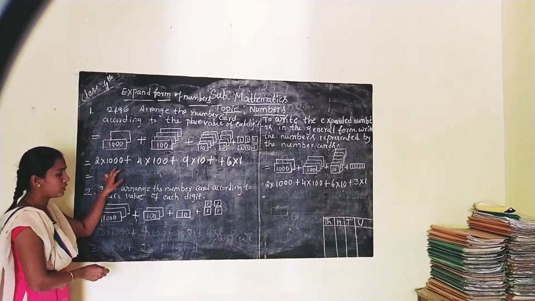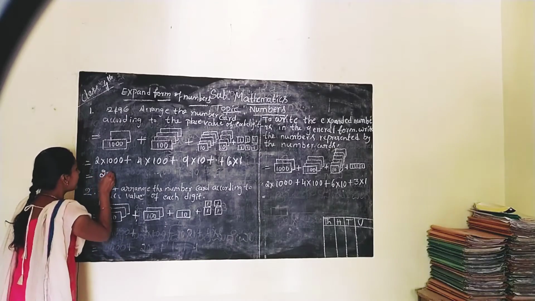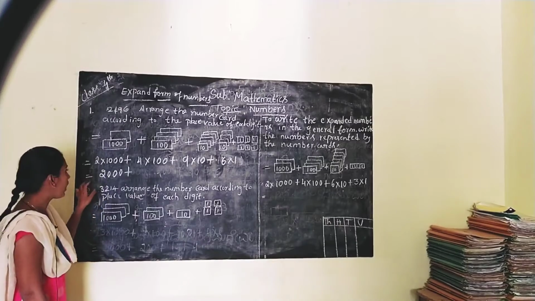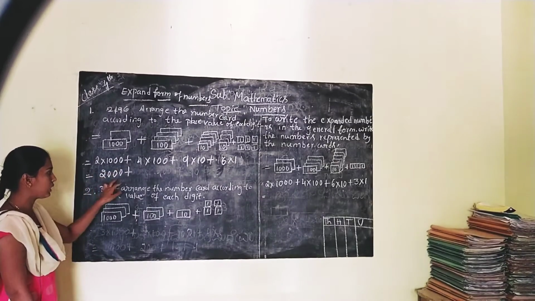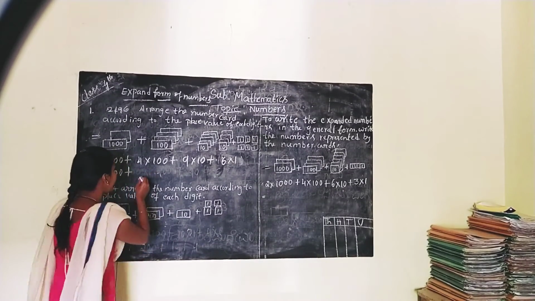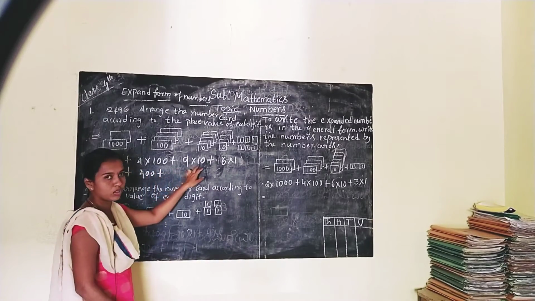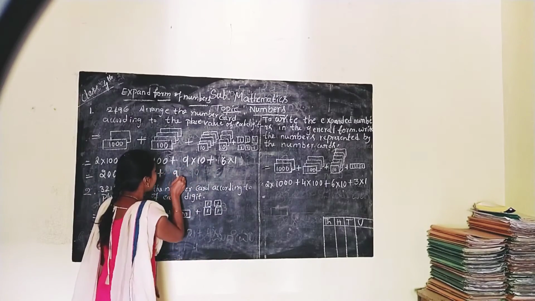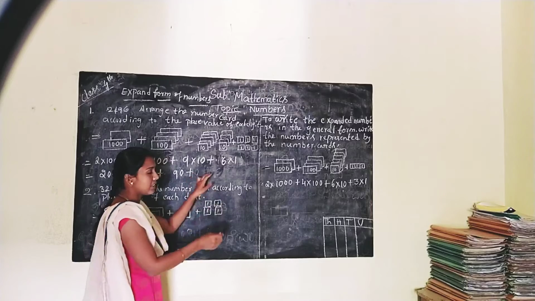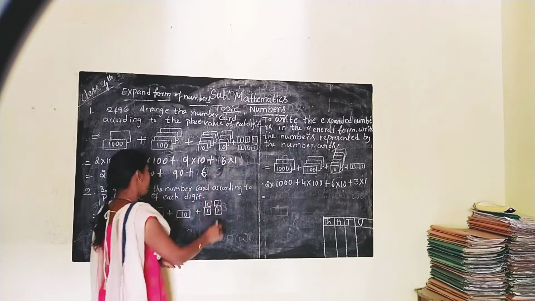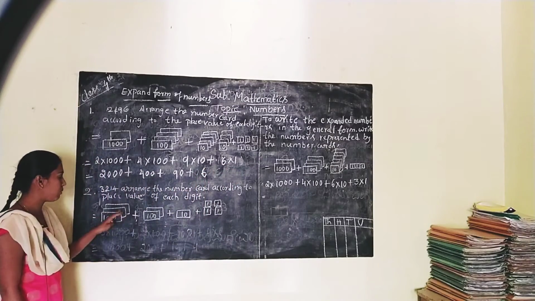Next, 2 into 1000, 2000. Next, 4 into 100, 400. Plus 9 into 10, 90, plus 6 into 1, 6. 6 ones are 6.